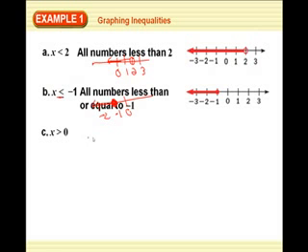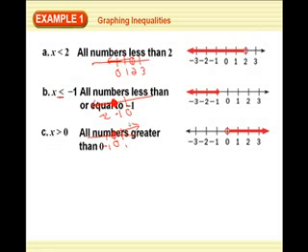X is greater than 0. Circle it. You don't color it in because it doesn't say equal. Greater now says it goes this way. X is greater than or equal to -2. So 0, -1, -2. You circle the -2, color it in. Greater than or equal is that way.